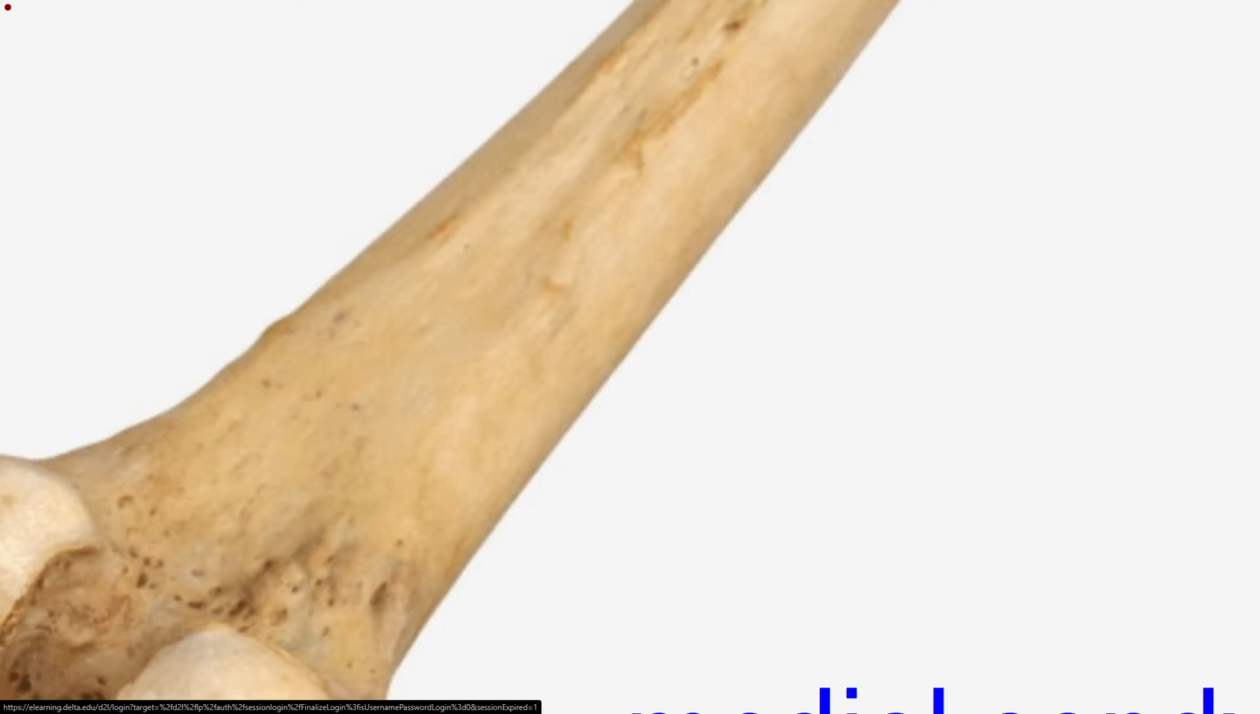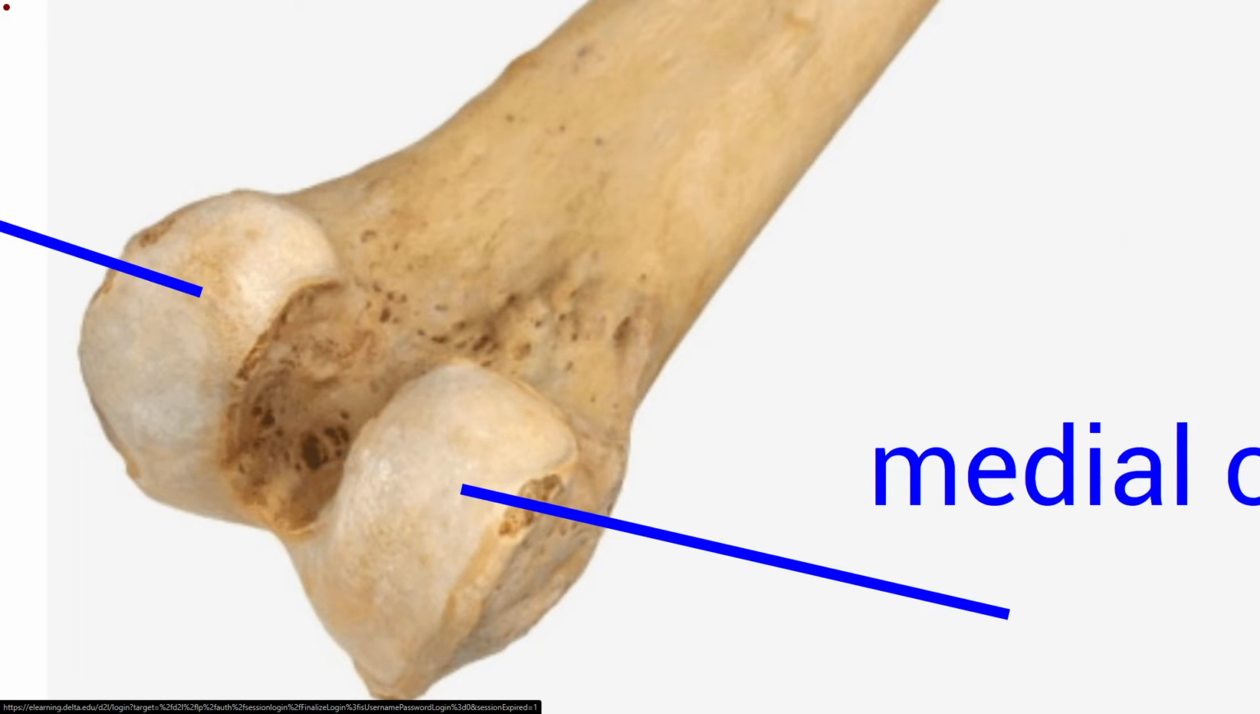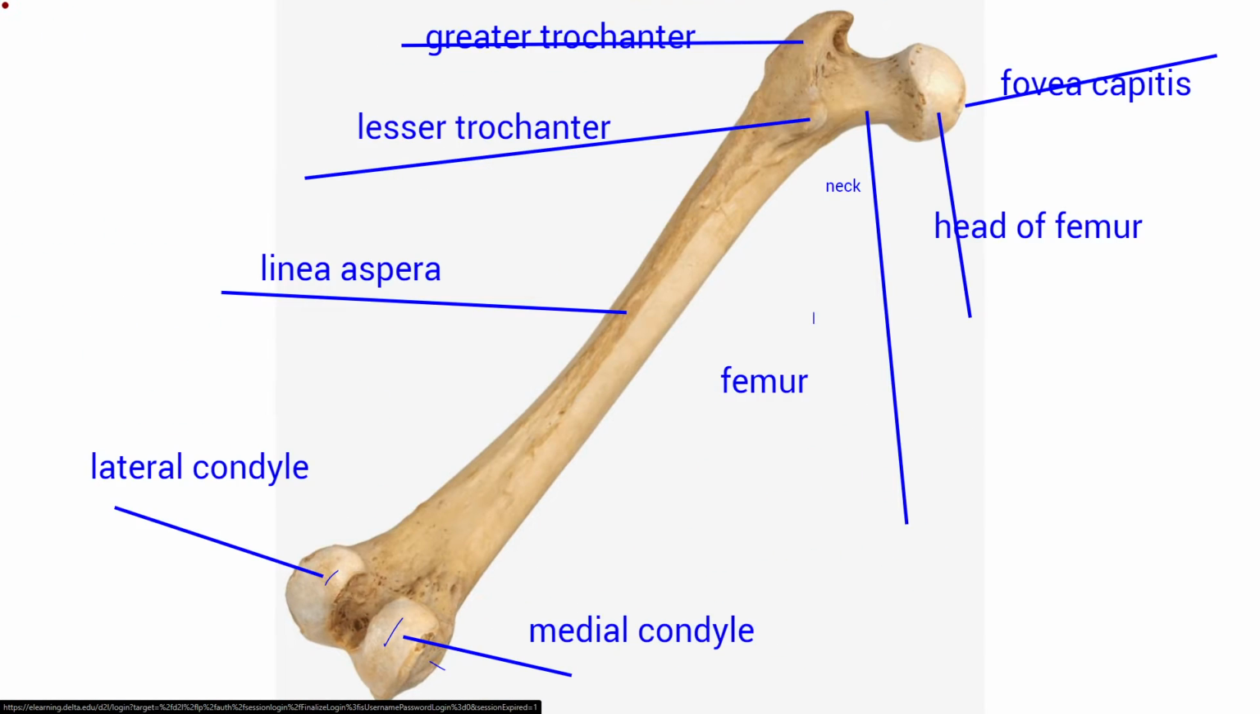And then down here are my condyles, these smooth edges. And the one that's on the same side as the head of the femur is medial, and the one on the other side is lateral. Now, I don't know if I have epicondyles also on your list, but the epicondyles are these little bumps on the sides. You can't see that one, but those are epicondyles. Okay. The condyles are these smooth ridges here, and then the bumps on the sides are the epicondyles.